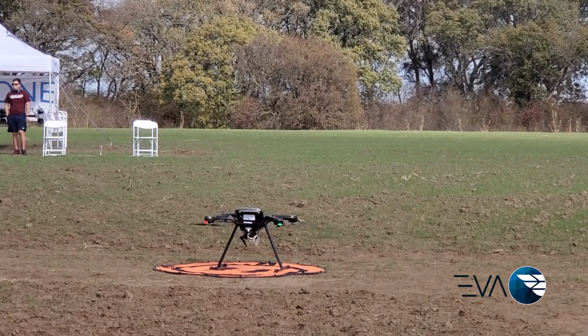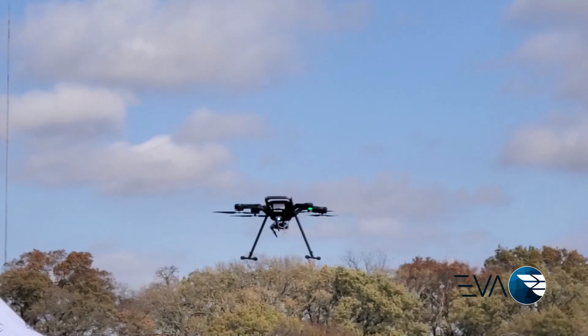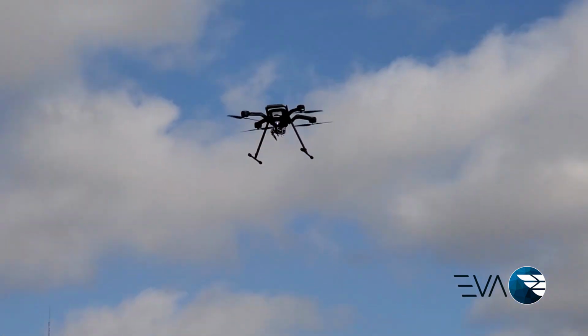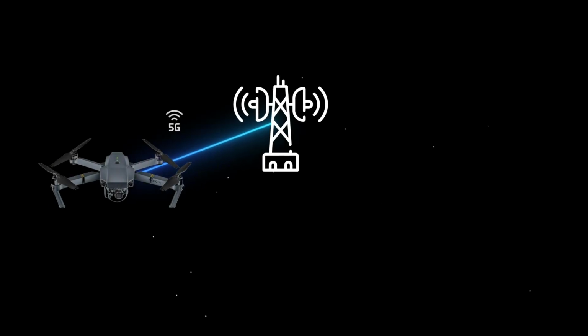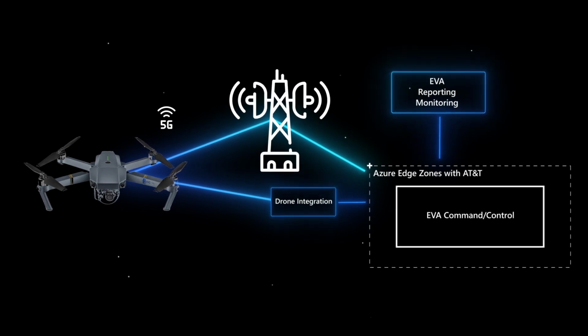EVA, an autonomous drone management company, used Azure Edge Zones with AT&T for real-time management of its drone in a test environment. The solution enabled EVA to control the drone beyond visual line of sight from a remote command and control station using real-time telemetry data.